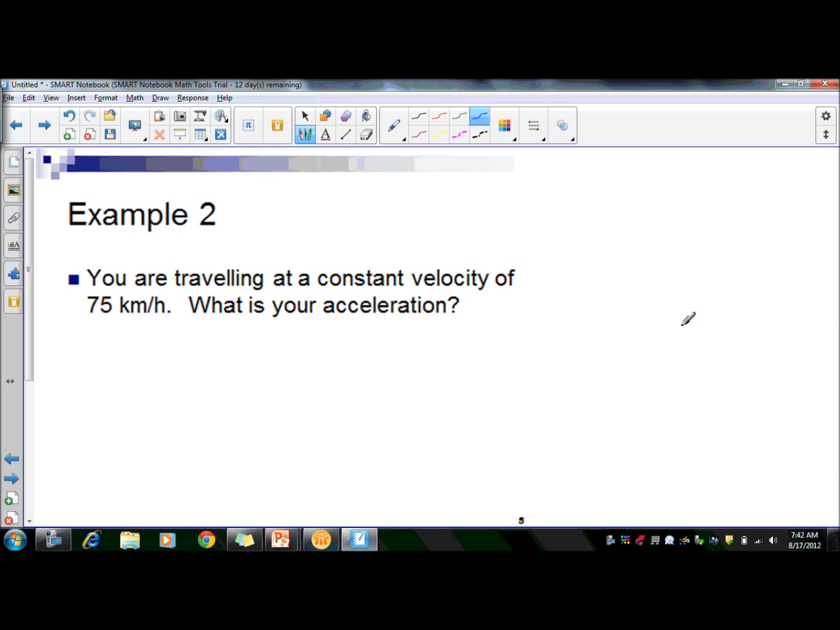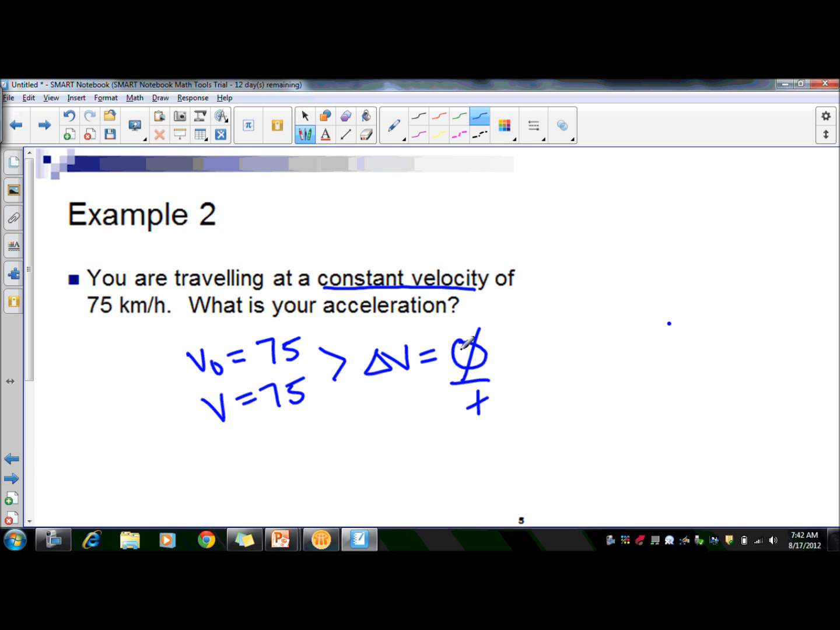Hint, this is a question on WebAssign. So you are traveling at a constant velocity of 75 kilometers per hour. What is your acceleration? Well, if you're going at constant velocity, your initial is going to be 75, and your final is going to be 75. Is there a change in velocity? No. No change in velocity. So if we do not have a change in velocity, then for any time, 0 divided by any number is still going to be an acceleration of 0. So if you are going constant velocity, your acceleration is 0.